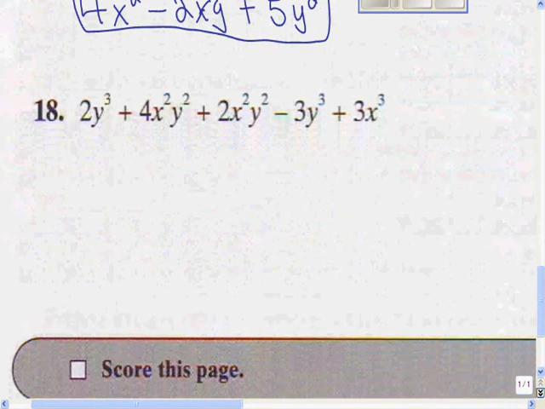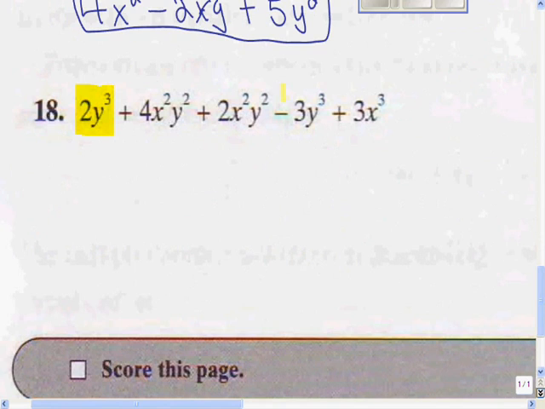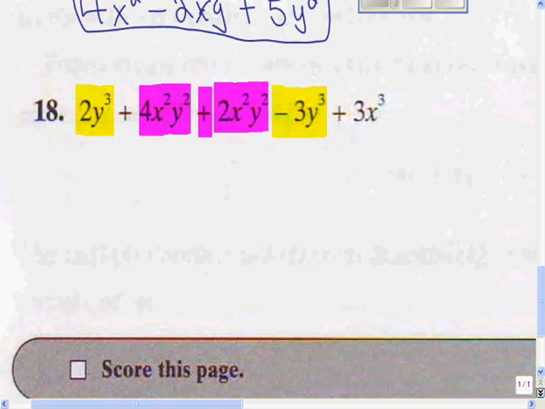Okay, let's do some more color coordinating here. 2y cubed is in there. Any other? Yep, negative 2y cubed. Is there any other y cubes? Nope. 3x squared, 4x squared, y squared. Here's an x squared, y squared. And there's no x cubed, so that one's going to be by itself.